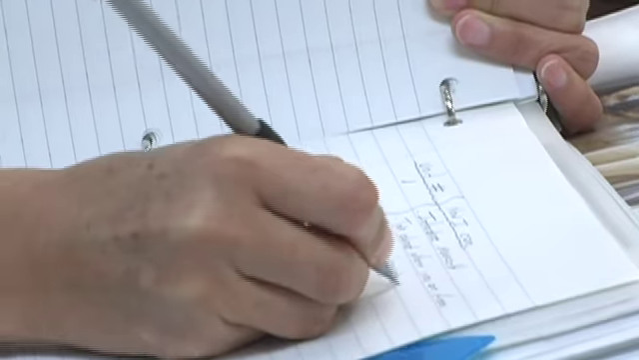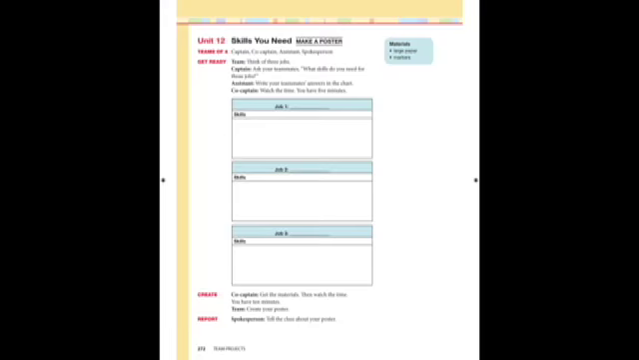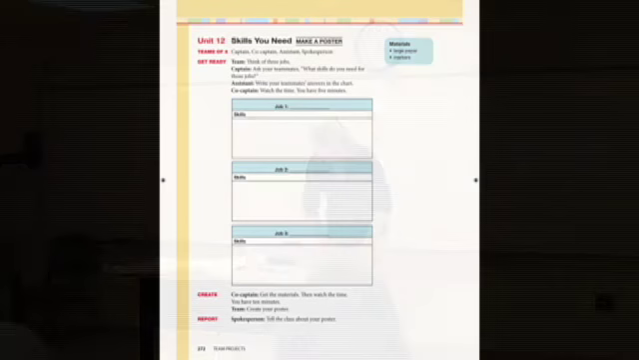After students share their charts with a partner, Sarah calls on volunteers to say some of the things they've learned during the course. Now we're going to watch the students do a team project. This is from Unit 12, page 272.